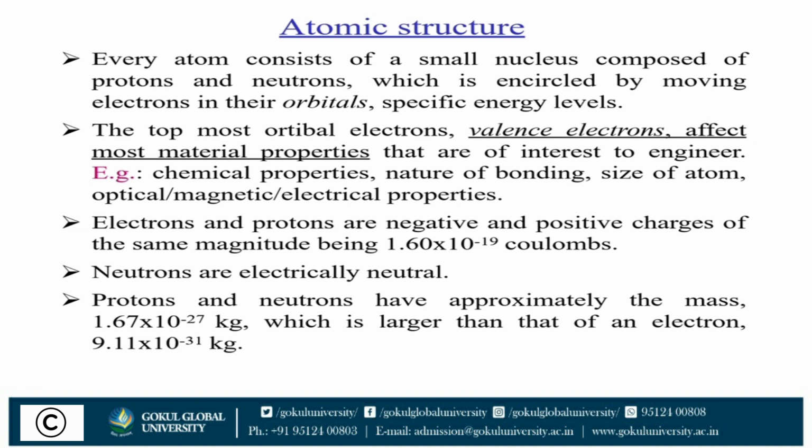Now, electrons and protons carry negative and positive charge of the same magnitude, being 1.60 into 10 raised to minus 19 coulomb. Neutrons are electrically neutral, but the proton and neutron have approximately the same mass. The mass is about 1.67 into 10 raised to minus 27 kg, which is larger than that of an electron, that means 9.11 into 10 raised to minus 31 kg.